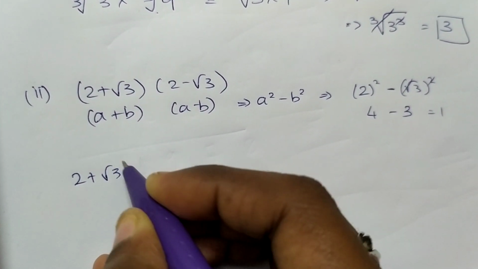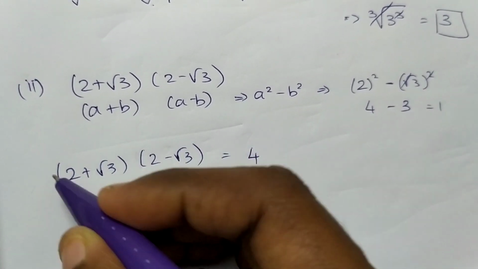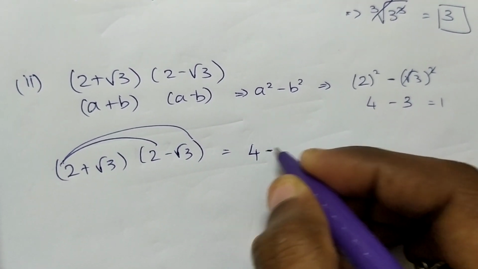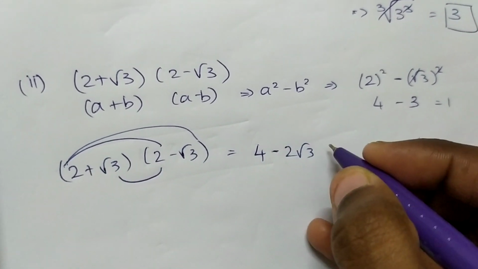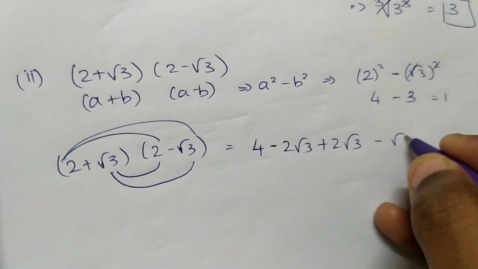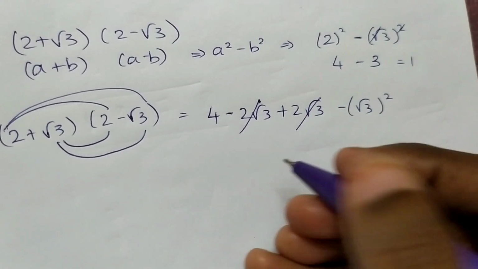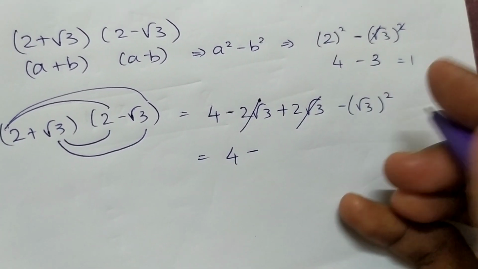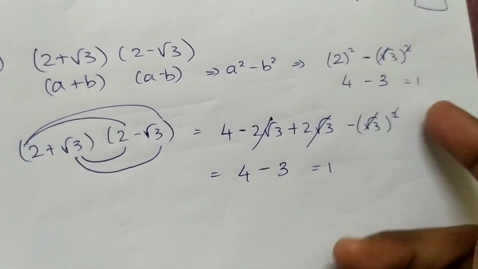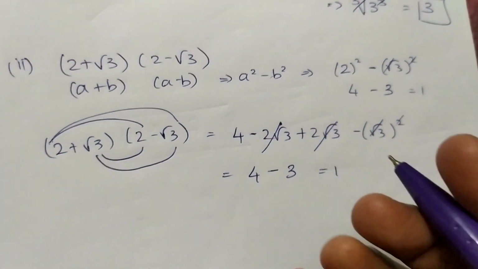Otherwise you can also do this problem by just multiplying. That is 2 into 2 is 4. Then 2 into minus root 3 is minus 2 root 3. This root 3 into 2 is plus 2 root 3. And this root 3 into minus root 3 is minus root 3 the whole square, right? So here minus 2 root 3 plus 2 root 3 will get cancelled. So 4 minus, root and square will get cancelled, so 3 will come. Here the value is 1. So it's like multiplying, and the other is by using algebraic identities.